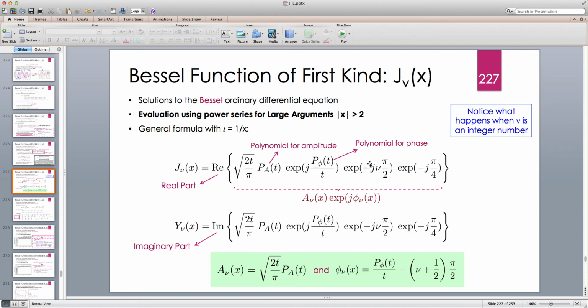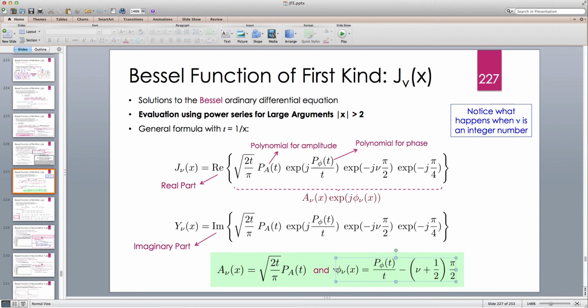Then if n is an even number, minus j to the power of n becomes plus or minus 1. If n is an odd number, we always end up with a j, right? So for even and odd integer indices of nu, this real part is either a cosine function or a sine function. It changes between them because this exponential term can be plus or minus j or plus or minus 1, right?